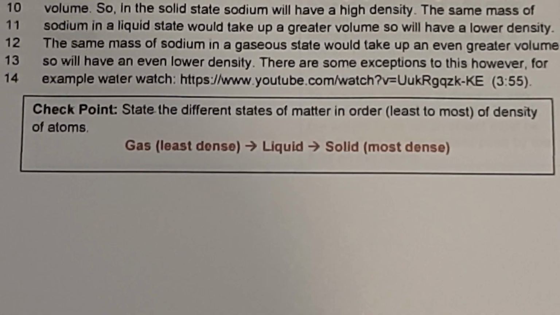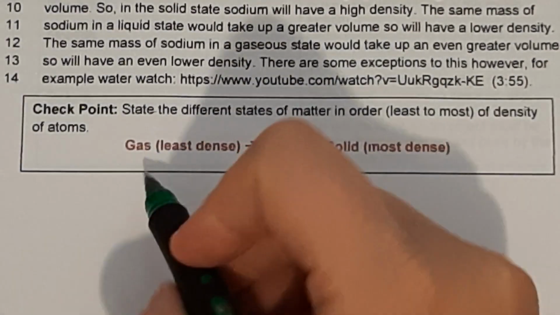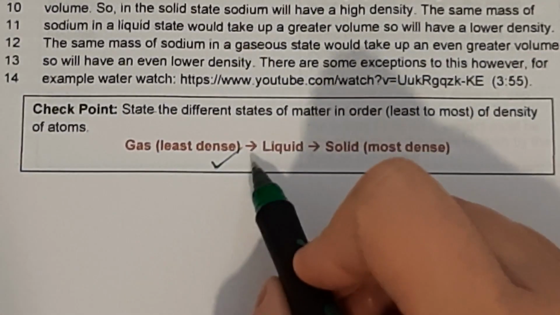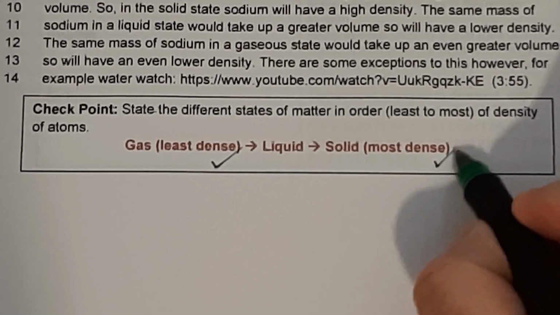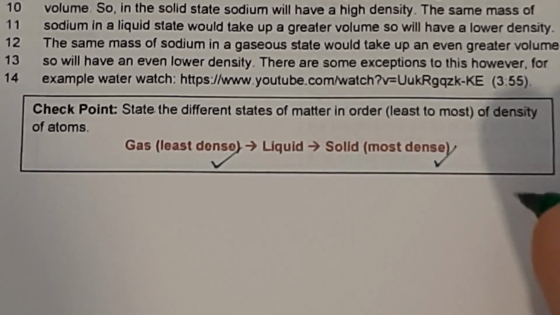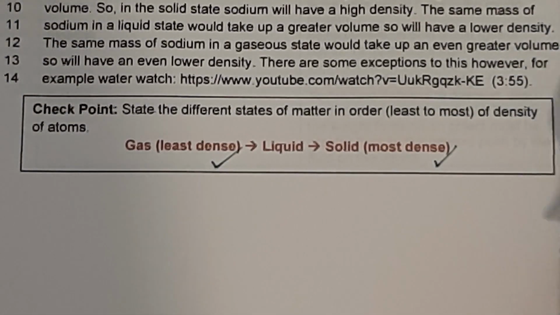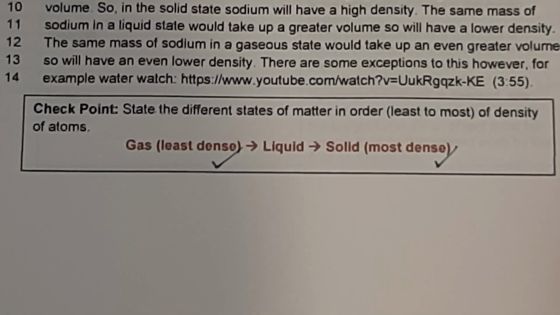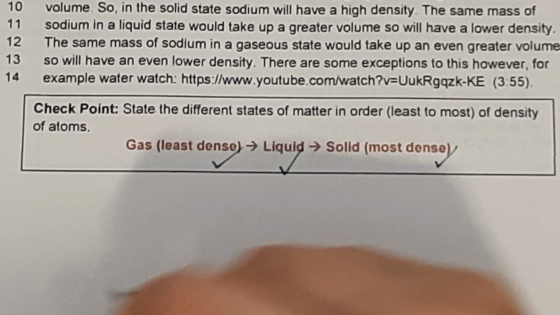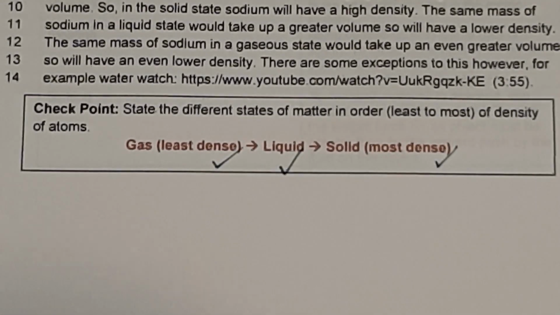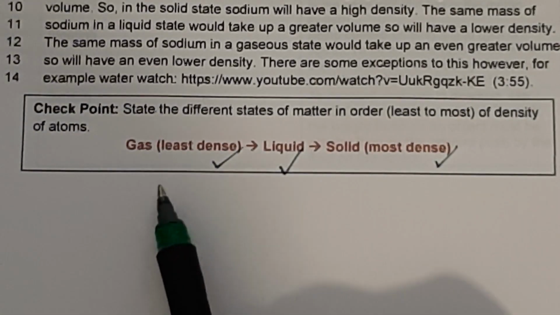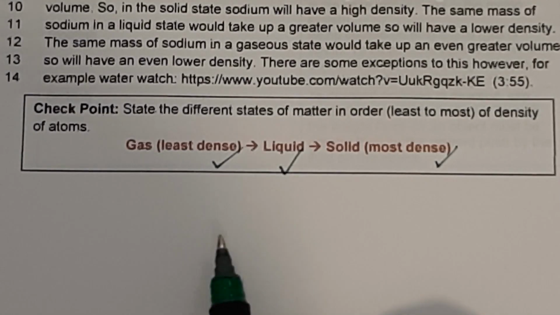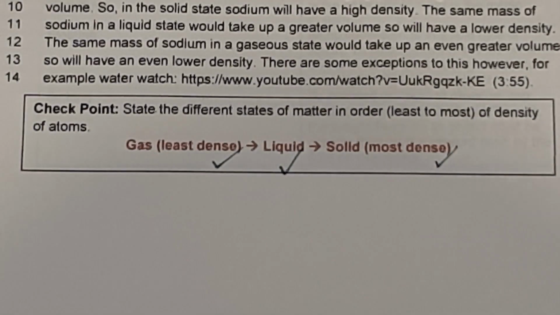Okay, let's go through that. So the gas is the least dense, then liquid, then solid is the most dense. You can get 2 marks for having the order correct. You need all 3 to get full marks. So for 3 right in the correct order, you get 2 marks, and then for 2 correct in the correct order, you'll get 1 mark. Okay, we're going to move on.